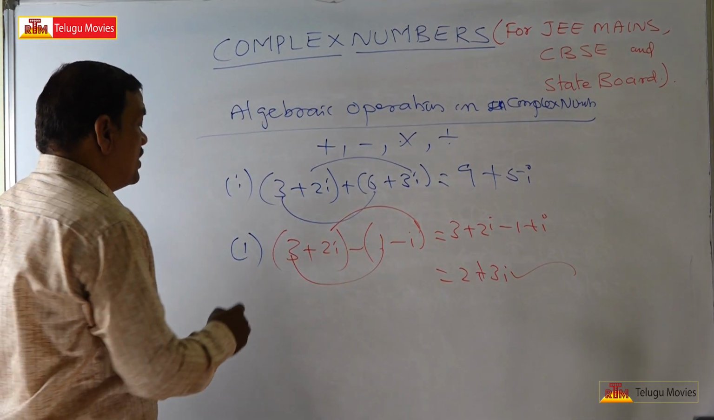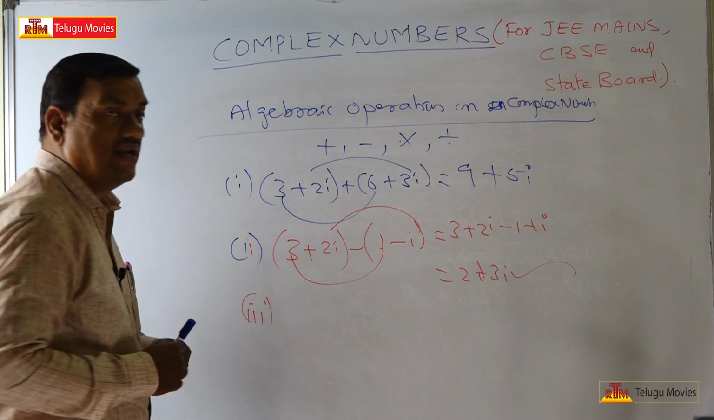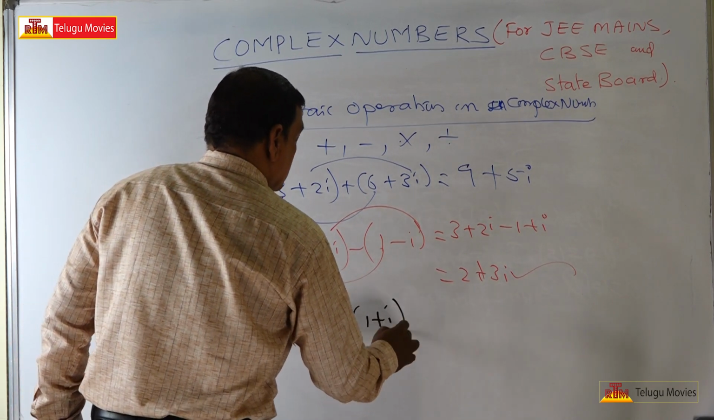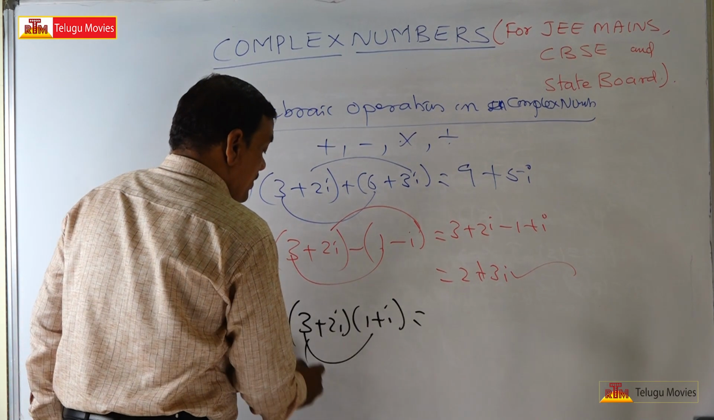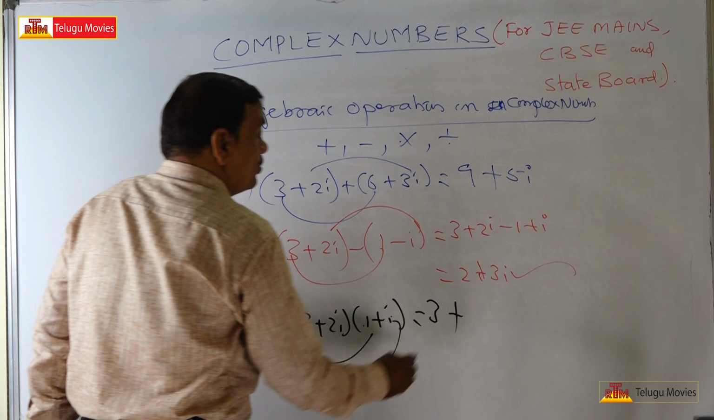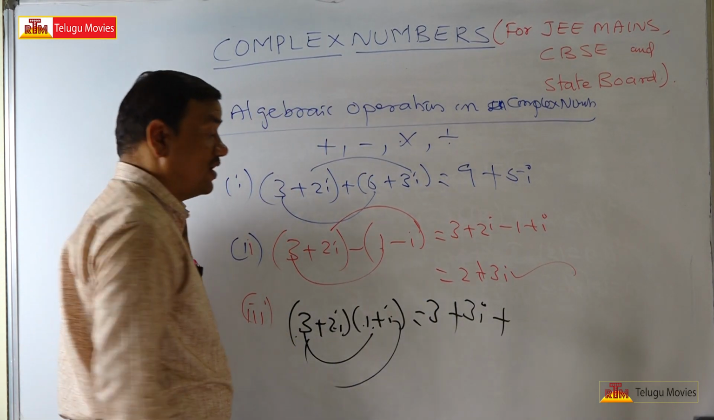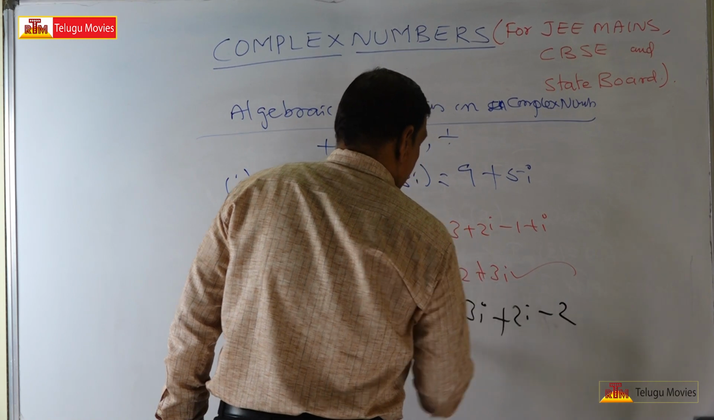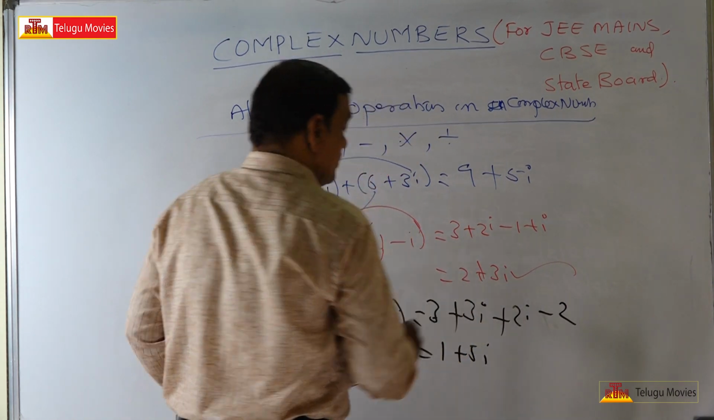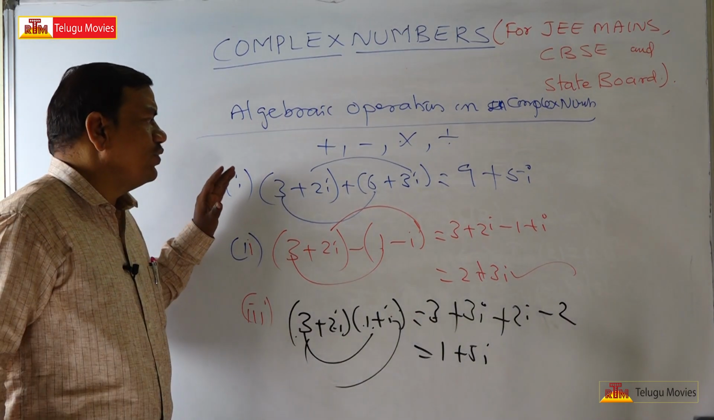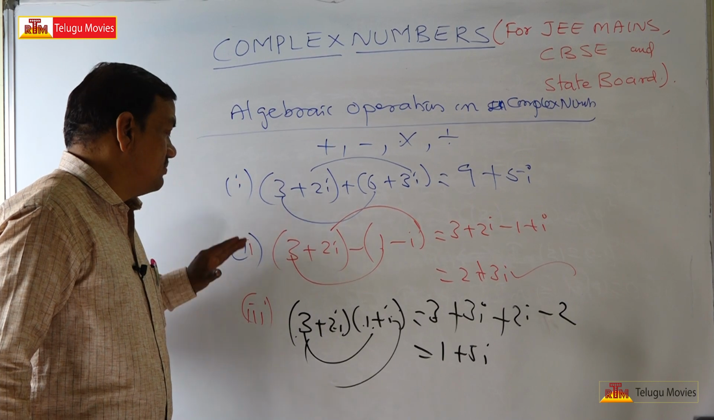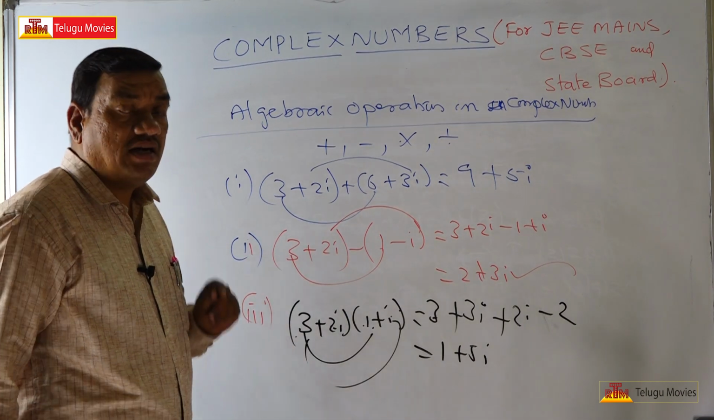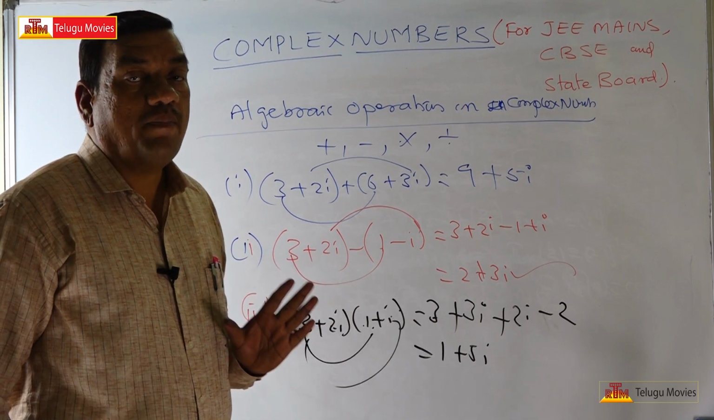Now, multiplication of complex numbers. How to multiply two complex numbers? It is given by a very simple property: 3 plus 2i into 1 plus i. Just like the distributive property, 3 into 1 is 3, plus 3 into i is 3i, plus 2i into 1 is 2i, plus 2i into i is 2i square, and 2i square means minus 2. So 3 minus 2 is 1, plus 5i. Understand? So easily you can define addition, difference and multiplication of complex numbers. But to define the division of complex numbers, you require one more topic, that is conjugate.